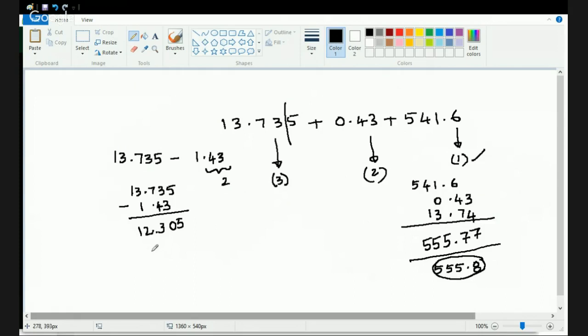Then shall I say that my answer is 12 point, you tell me, sir, what should I do? If 5 is there after 0, what should I do? There is one big doubt. Previous number even or odd? 0, previous one. Shall I have to go for calling it as even or odd? Simply you go for adding 1 when 0 is there. So your answer is 12.31. Okay, it is not the worry about the answer, but how it will be.